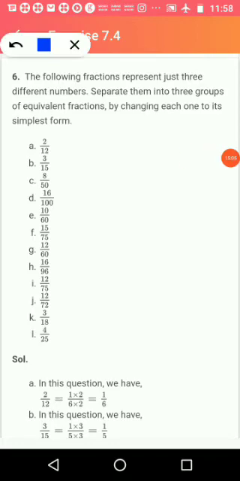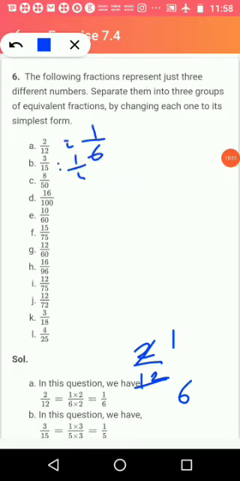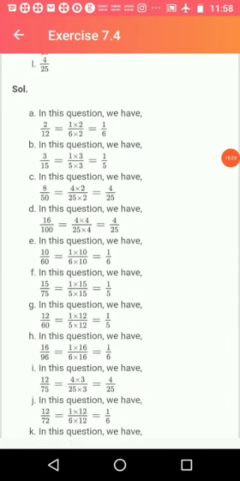Okay, so 2 by 12. Now what do you mean when I say 2 by 12? 2 by 12, if I cancel it with 2, it is 1 by 6. So 2 by 12 is 1 by 6. 3 by 15 is 1 by 5. 8 by 50. Okay, so accordingly I will go here, otherwise it will get confused.